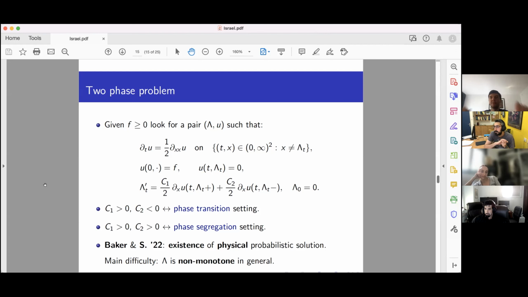And this makes things more complicated. Studying the fixed point problem I was talking about in the space of monotone boundaries is easier than looking at generic càdlàg-like functions in the Skorokhod space. So there are new technical challenges here as well.